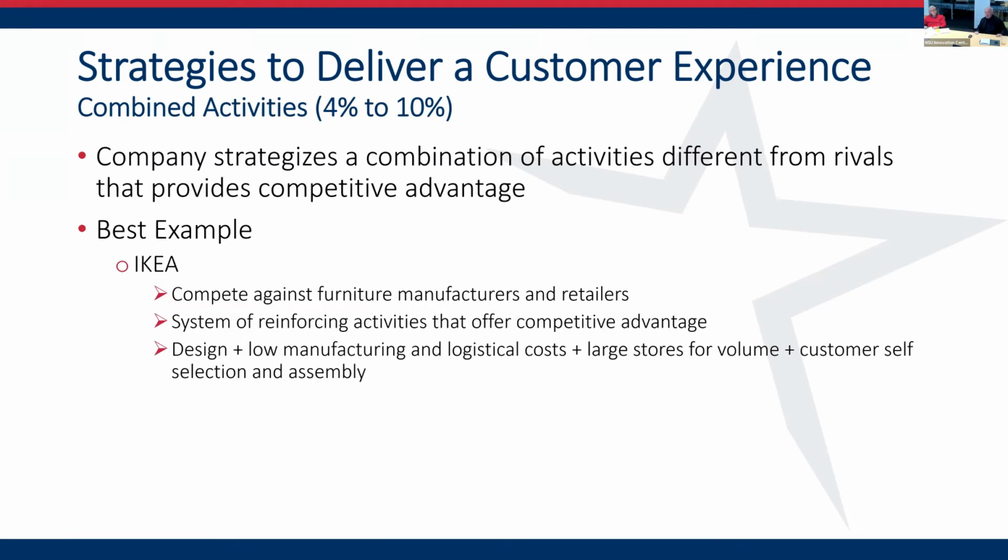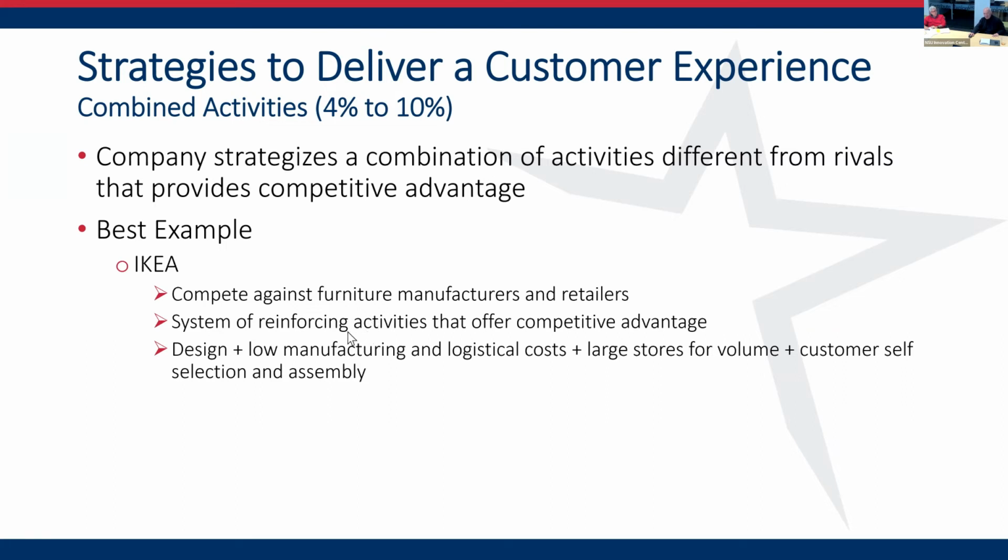Combined activities. This is when you come up with a number of features and benefits, and then you put them together in a unique component that creates competitive advantage. I think we spoke to this with Brian Owens last week. IKEA is a good example of this. In the beginning, they competed against standard furniture manufacturers and very large retailers. Most of them did not believe people would build their own furniture.